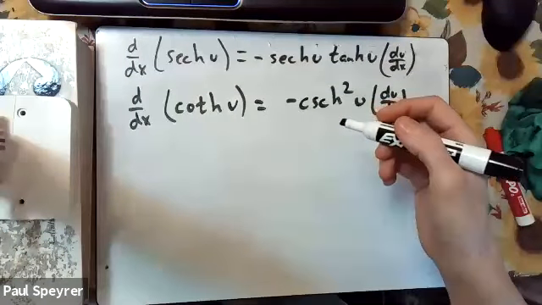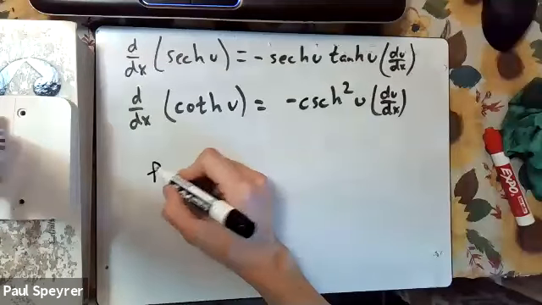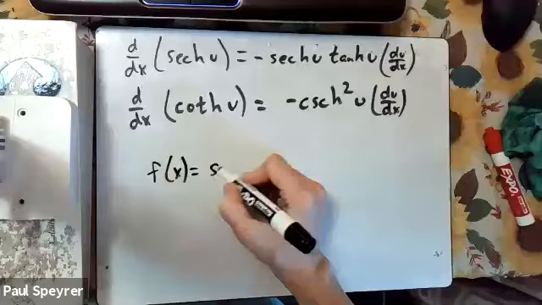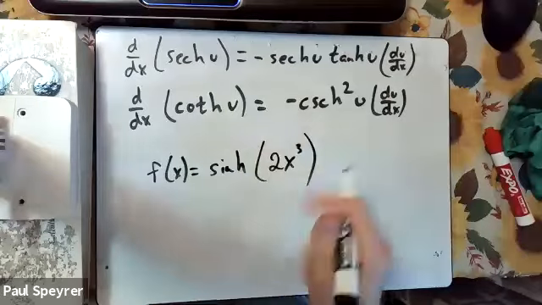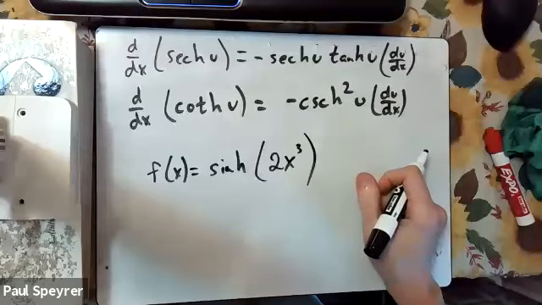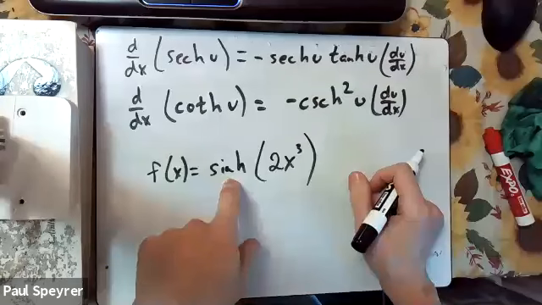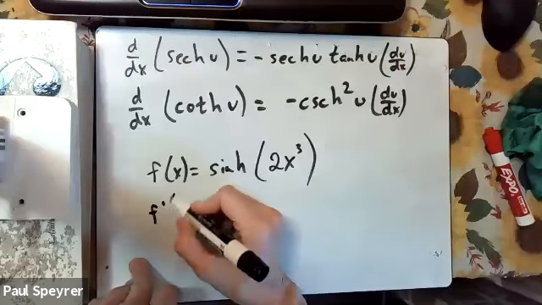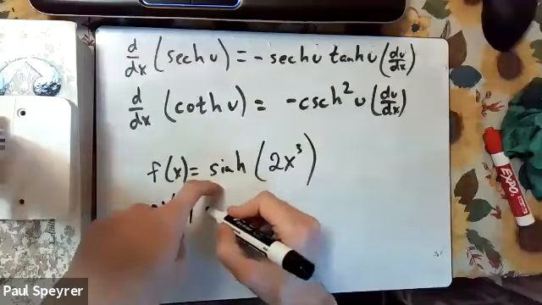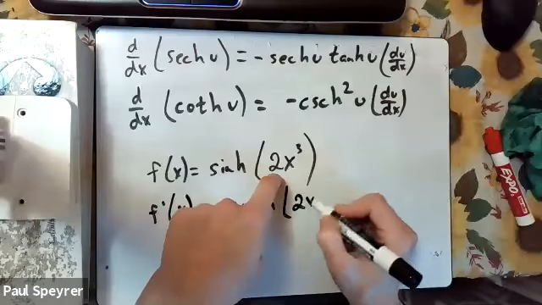Now, let us go out here and try to find the derivative of some of these. Like, let's say we have f of x equals hyperbolic sine of 2x cubed, for example. And we want to do that. So remember, the derivative of hyperbolic sine was hyperbolic cosine, right? So what do we need to do? Chain rule it. Derive the outside portion. That's just hyperbolic cosine of 2x cubed.